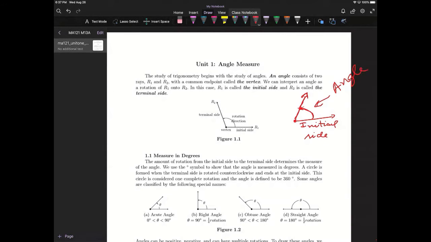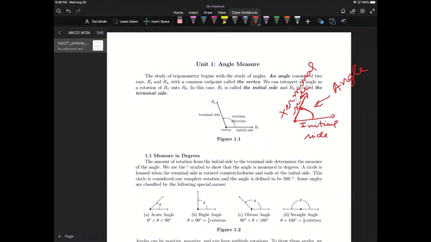And that measurement, as I mentioned, we can describe in two different ways, which is degrees and radians. But from the initial side, you rotate the other ray up to a certain position. When you stop in that particular position, that's called the terminal side. So the other ray is the terminal side.